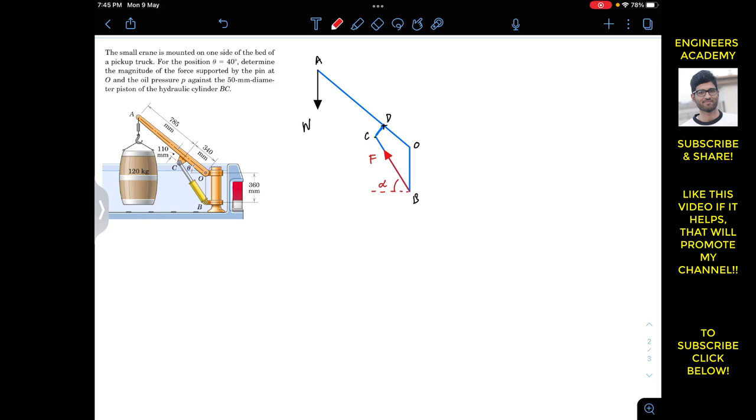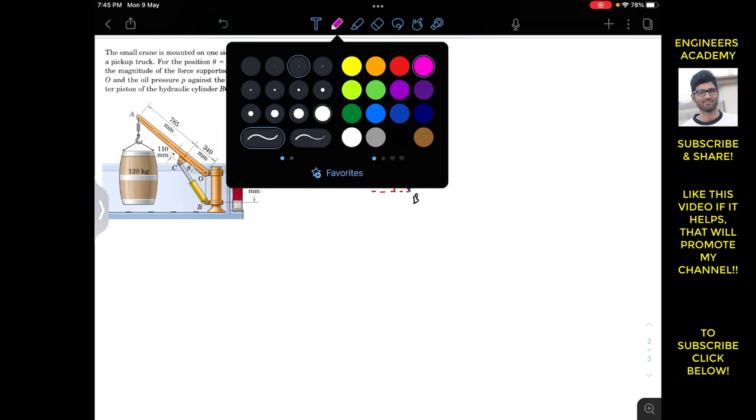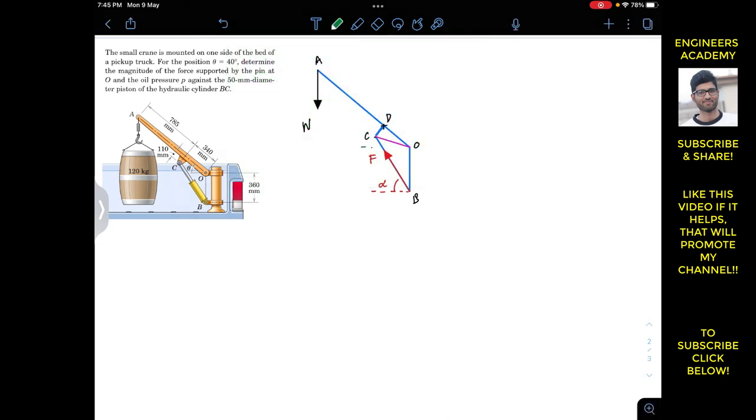So the main task is to find this angle alpha. Now how to find this angle alpha? We have to consider a triangle BOC. For considering that triangle, I have to join this OC line. So we will have this BOC triangle. In this triangle, let me draw a horizontal line here. It is given that the position theta equals 40 degrees. So this means that this OA arm is making 40 degrees with the horizontal.